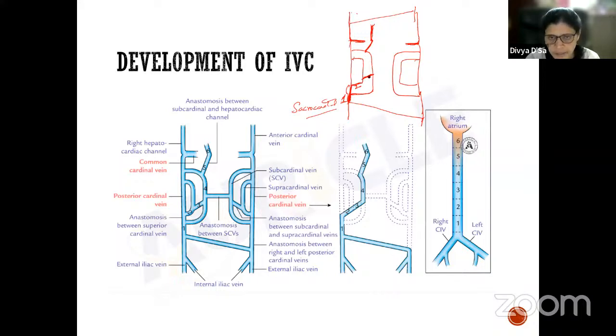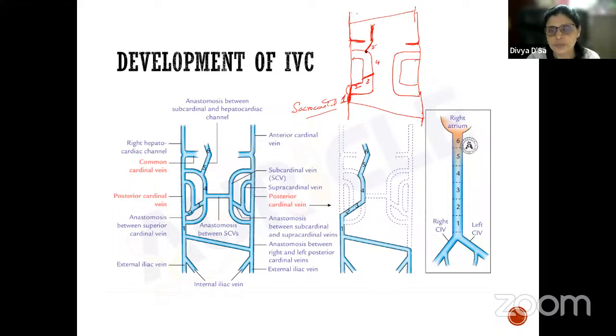Then third will be, so this is the third portion. The third portion is the anastomosis between the right supracardinal and the right subcardinal. Okay. Fourth is this one. That is the portion of the supracardinal between the anastomosis between the right supra and subcardinal and the anastomosis between the right supracardinal and the hepatocardiac channel. Okay. So this portion is the fourth.